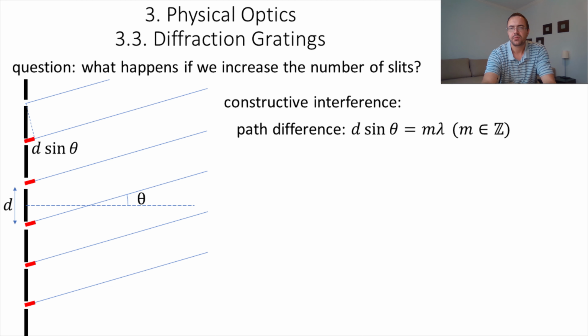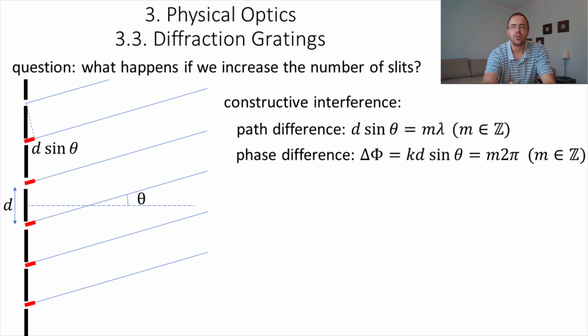The path difference between 2 successive rays is still the same, it's d sine theta. So either we can write the path difference has to be m lambda, or we can write that the phase difference has to be m times 2 pi. Right? Both descriptions are the same. But we're going to work with the phase difference in this lecture. It's a little more convenient.